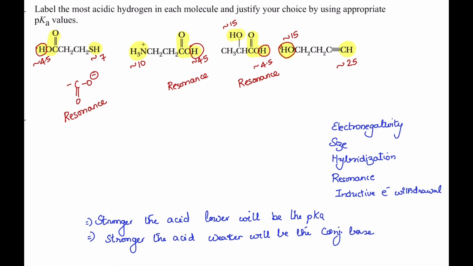Here the electronegativity plays a role. So remember, if the hydrogen atom is connected to an atom that's more electronegative, then that hydrogen is going to be more acidic. So here oxygen is more electronegative than carbon, and therefore the hydrogen that is attached to oxygen is going to be more acidic.